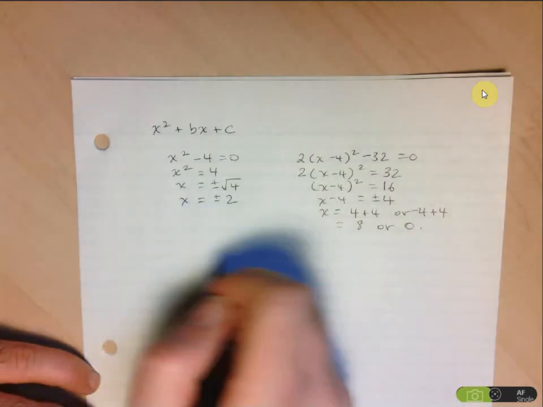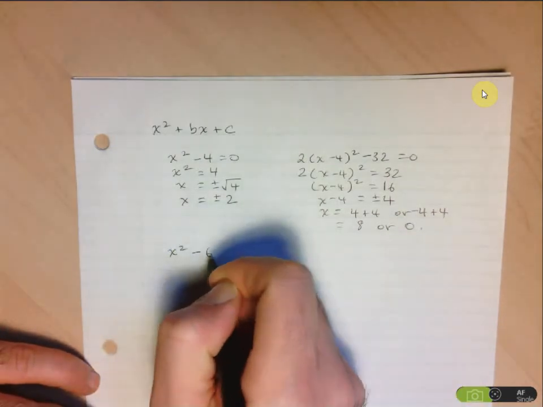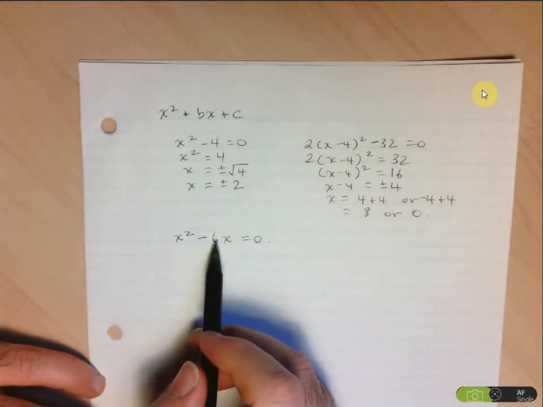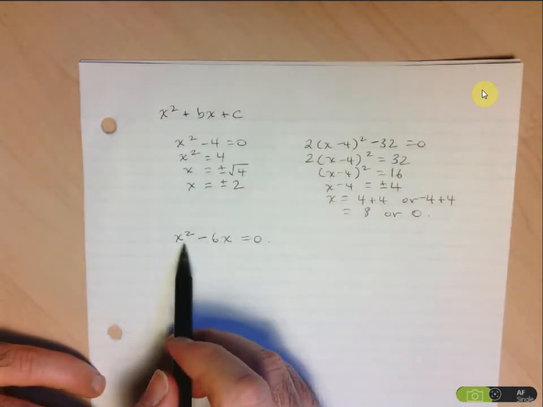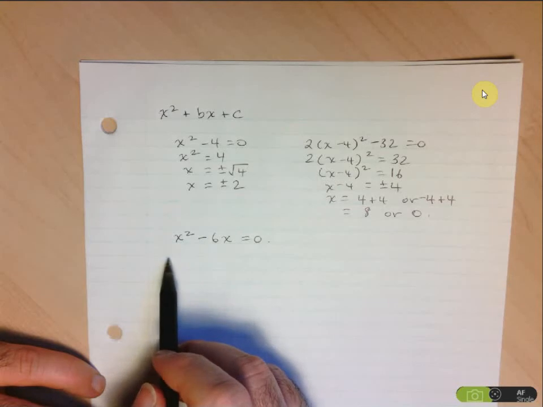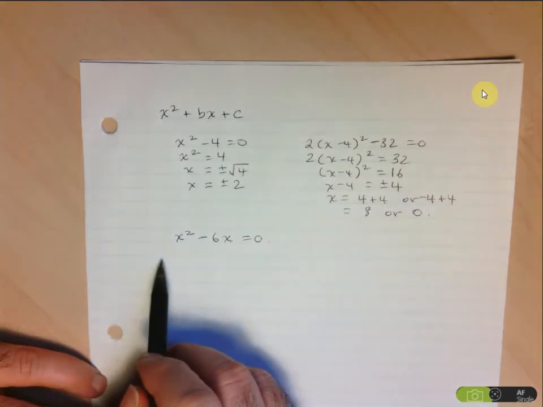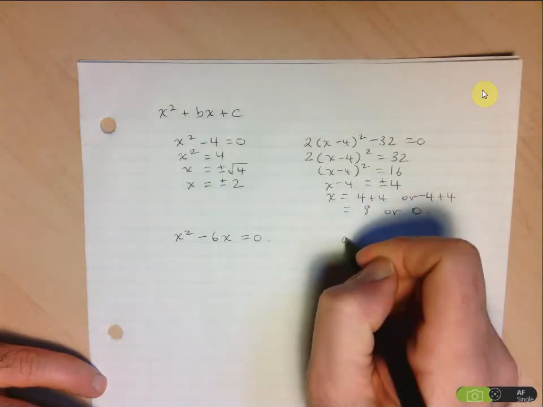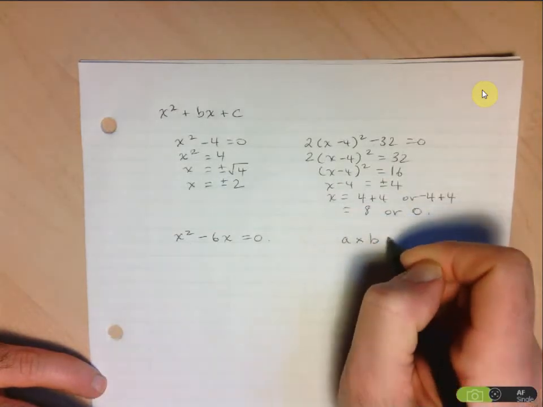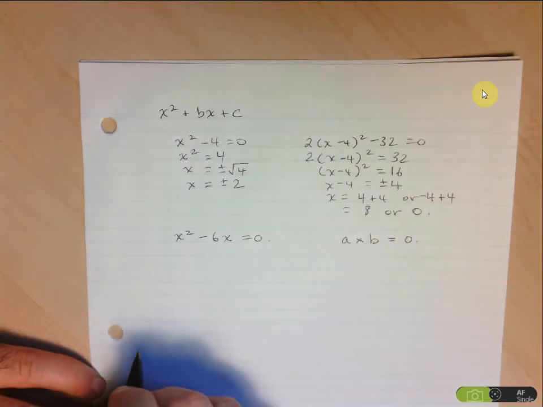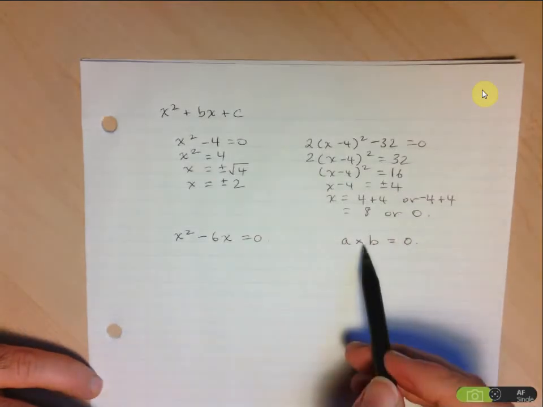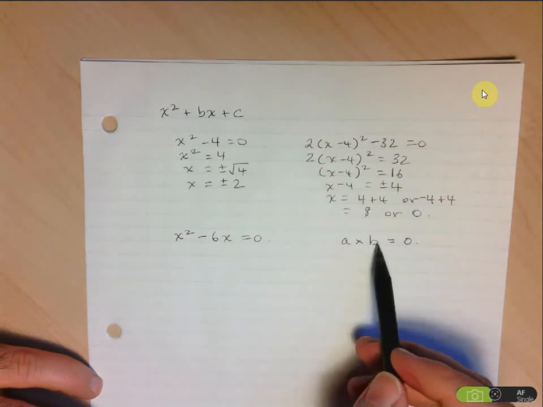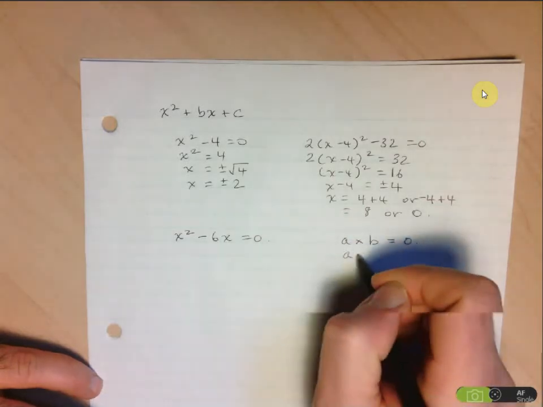The problem comes when we've got something like x squared minus 6x equals 0. In this case, there's no way to isolate the x, at least not easily. We'll see that we can do it, but we'll need some more sophisticated algebra. For now, a pretty straightforward idea is that if I take the product of two numbers, a times b, and that product is equal to 0, well, the only possible solutions are that either a is 0 or b is 0. It's the only way for this product to be equal to 0.